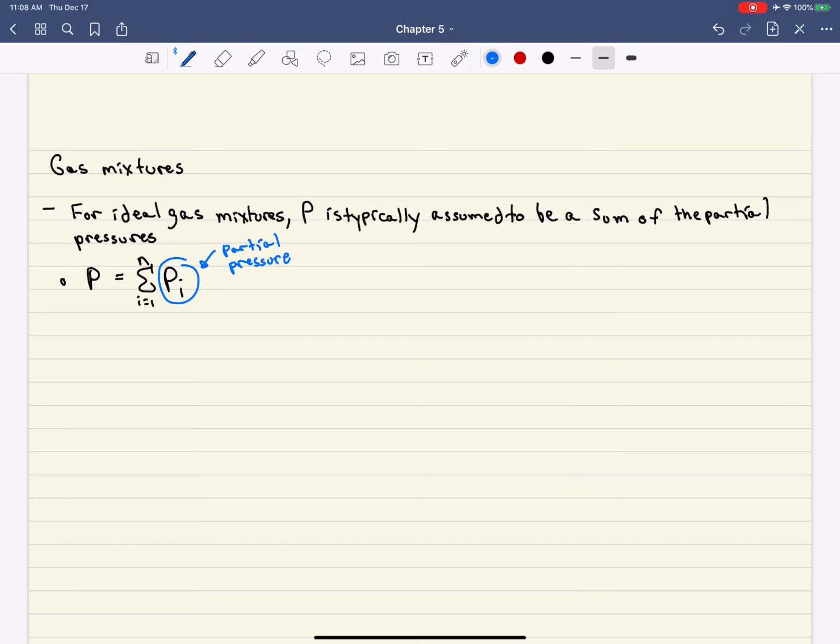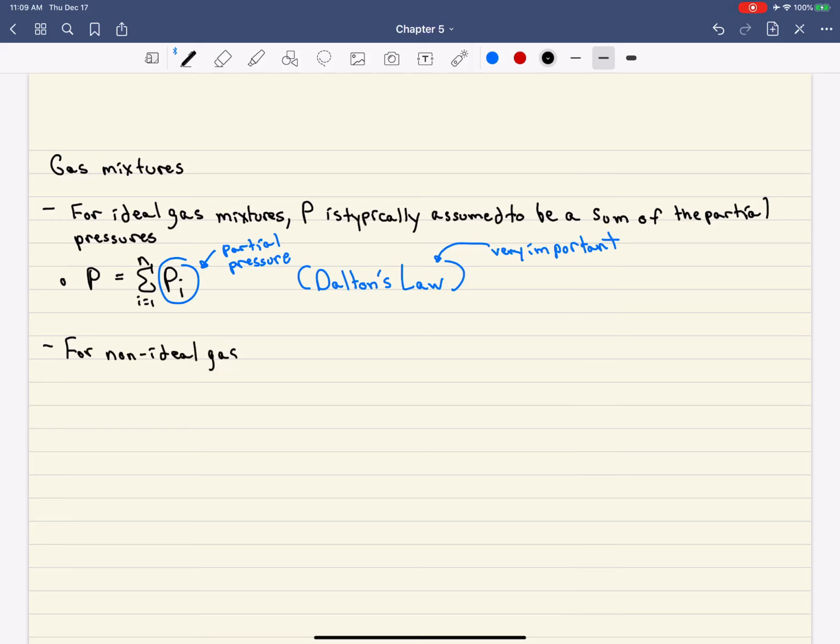And this equation that we have here is known as Dalton's law. This is a very important equation. You'll see it all the time in this class. In fact, in chapter 6, we're going to use it quite a bit. And this is the case for ideal gas mixtures. But for non-ideal gases, it gets a little bit trickier.